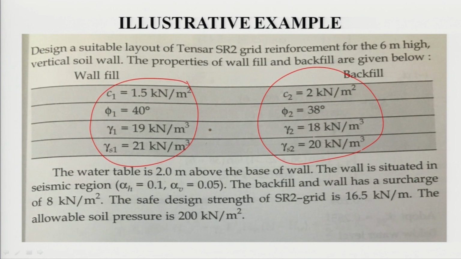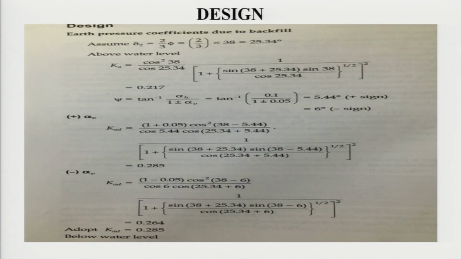The wall is situated in the seismic region. Alpha H is equal to 0.1 and alpha V is equal to 0.05. The backfill and the wall have a surcharge of 8 kilonewton per meter square. The safe design strength of SR2 grid is 16.5 kilonewton per meter. The allowable soil pressure is 200 kilonewton per meter square. So this is the question, and this question has been taken from the book of Swami.